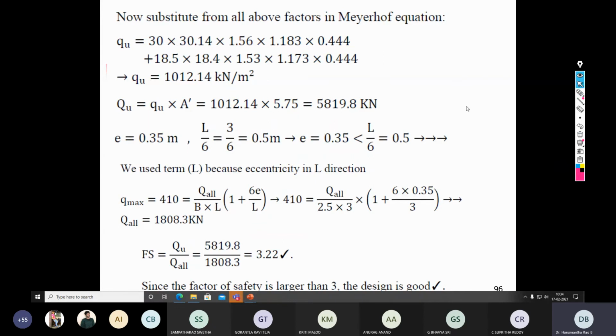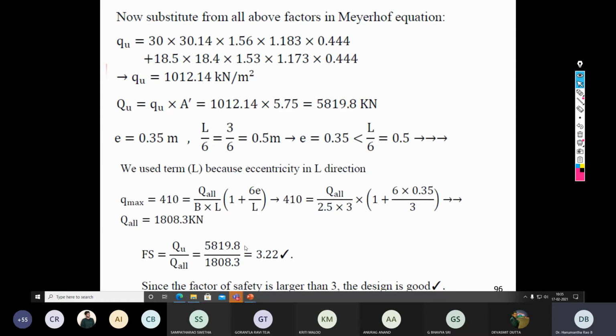Sir, the factor of safety is 1012.14 divided by 410, right, sir? Like that we have done. That is true, but that is valid only if it is a non-eccentric footing. If it is non-eccentric, then you can directly take QU by Q max. But in case of eccentricity, you need to calculate the allowable.